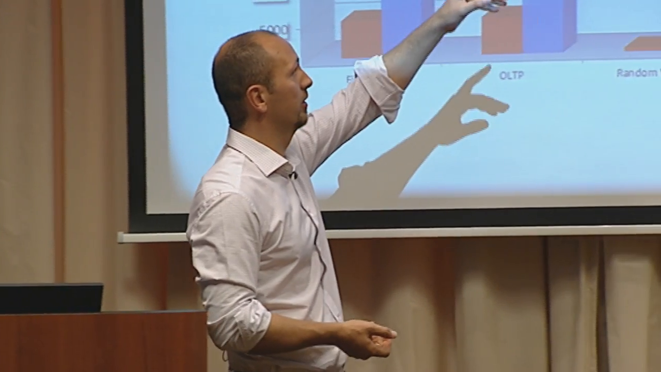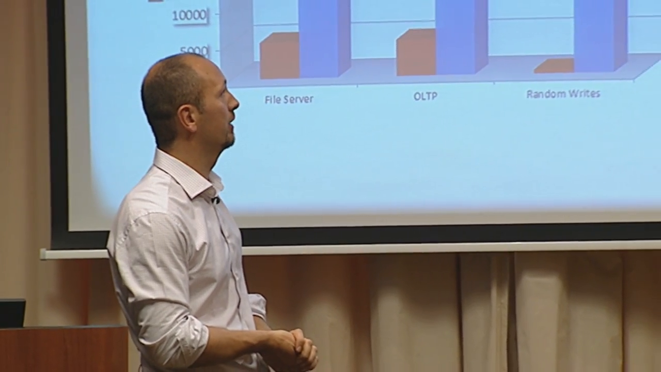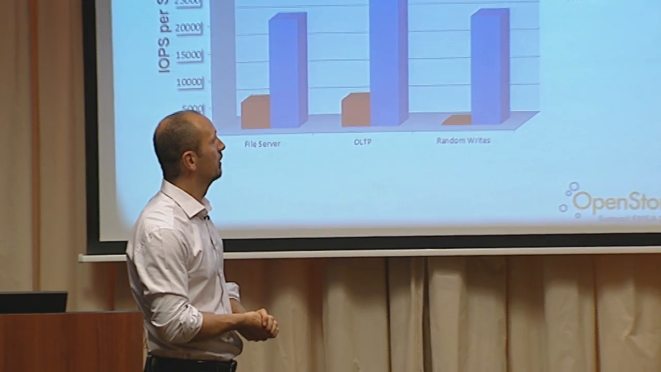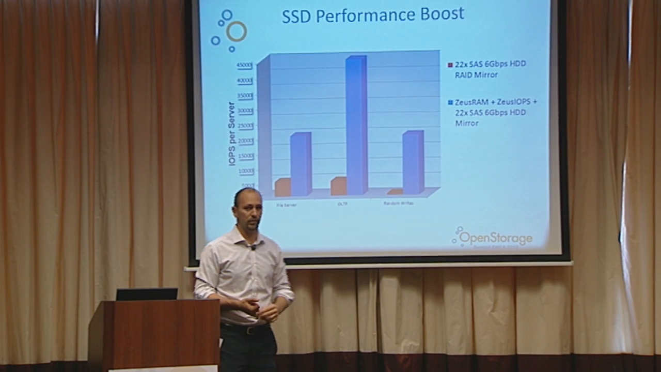Okay, let's look at some of the benefits that you will get by this type of configuration, by having a Zeus RAM together with the Zeus IOPS in the same box. So we are benchmarking 2 types of system. One system is hard disk only, so 22 SAS 6 gigabit devices in a RAID mirror. And the system in blue also includes a Zeus RAM and a Zeus IOPS.